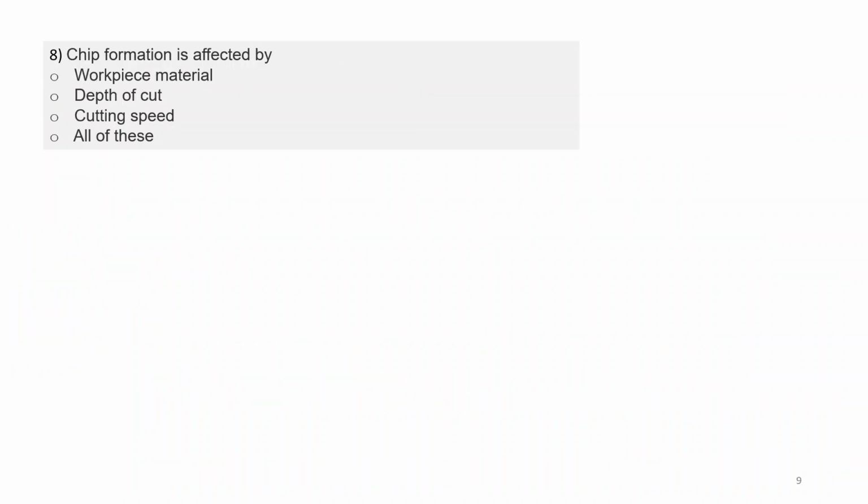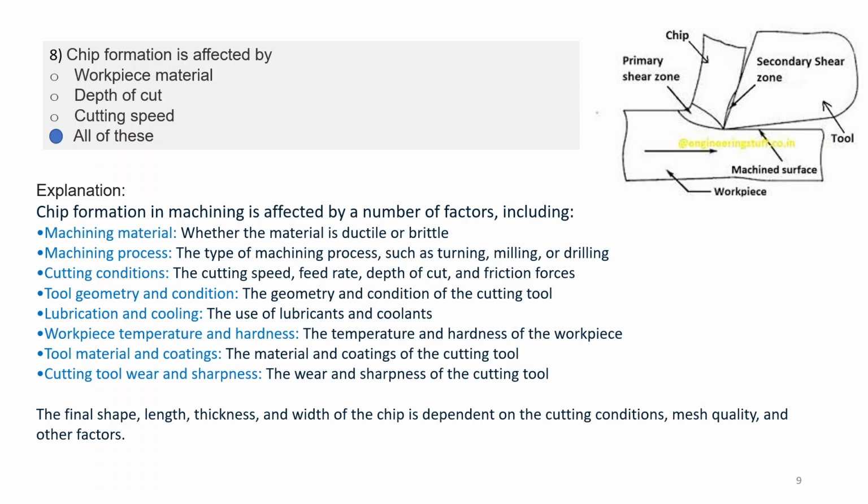Next question: chip formation is affected by. Your options are workpiece material, depth of cut, and cutting speed, or all of these. So the answer will be all of these. Here is the formation of a chip. There are the primary zone and secondary zone, this is the tool, and this is the machined surface of the workpiece.